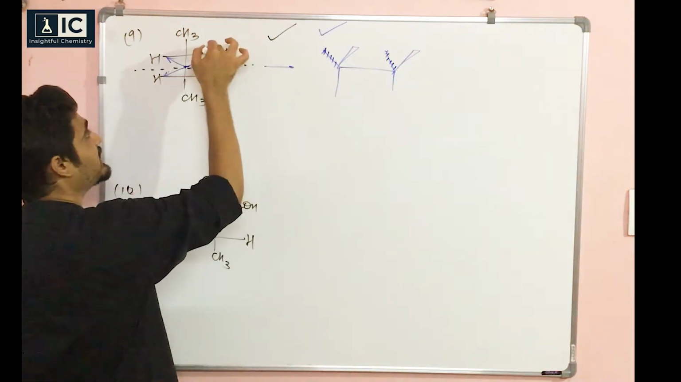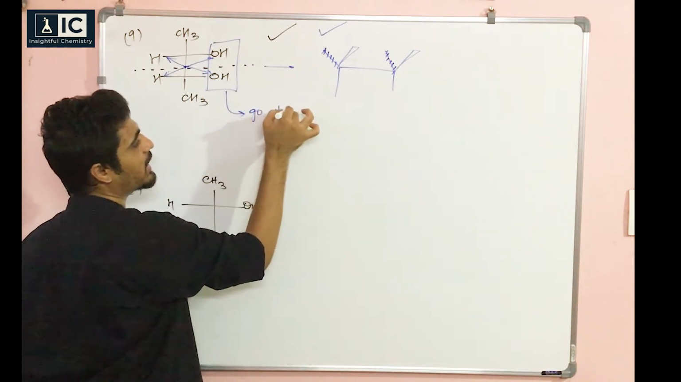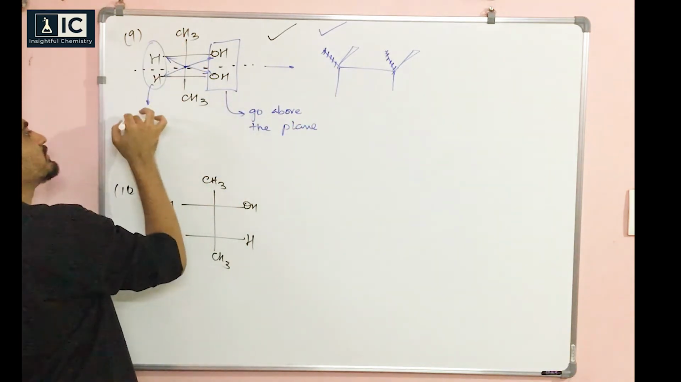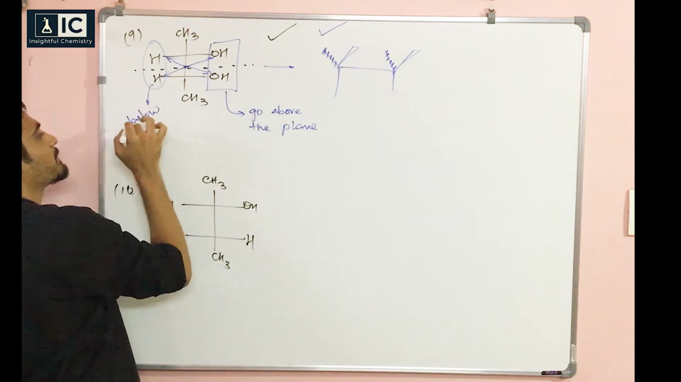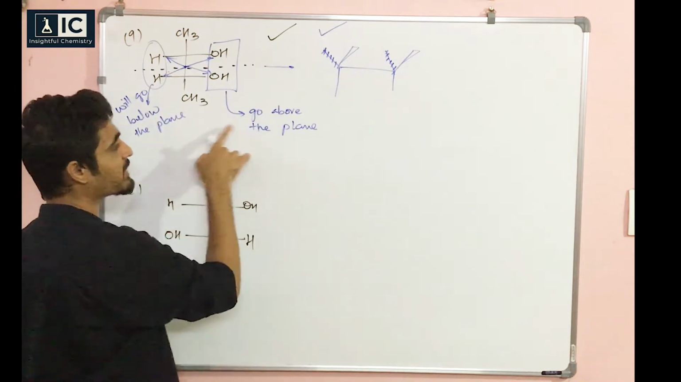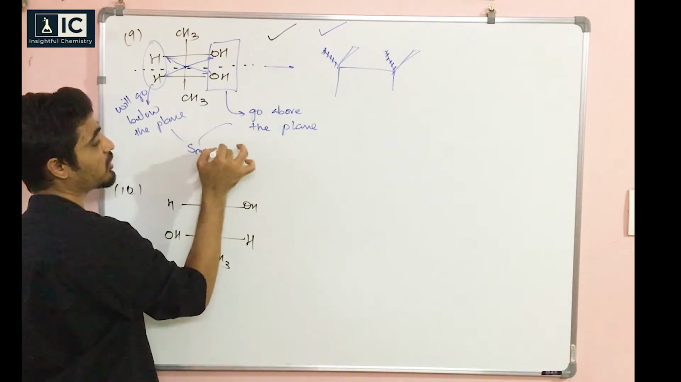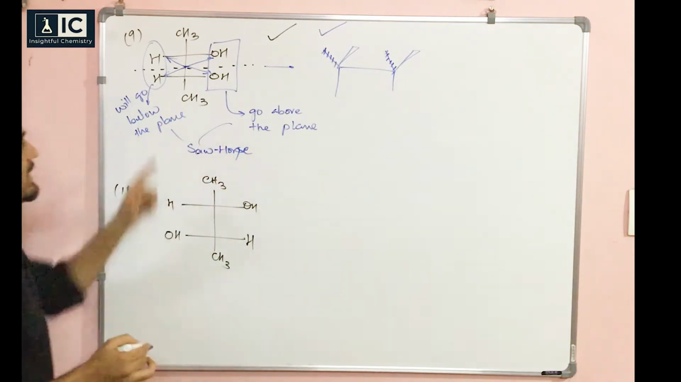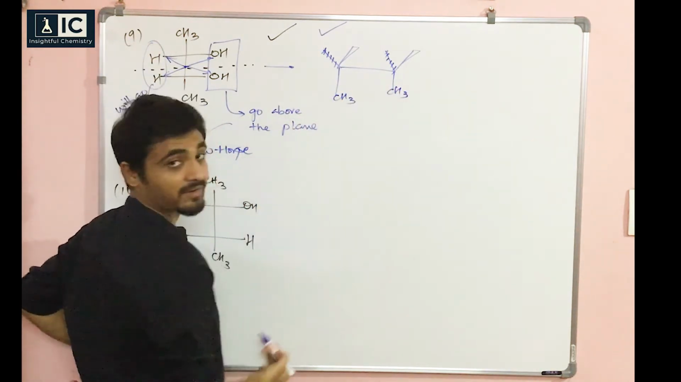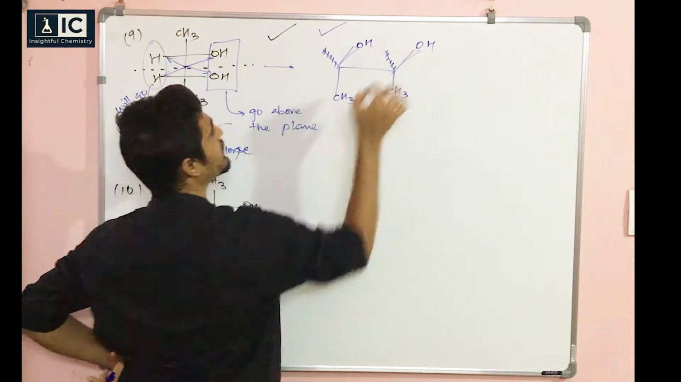What I told, right ones, these go above the plane, and these will go below the plane. Remember, I am writing all this for sawhorse. And the vertical ones, just put it down. So CH3 here. Right side will go above the plane, which is this one, which is OH and OH.